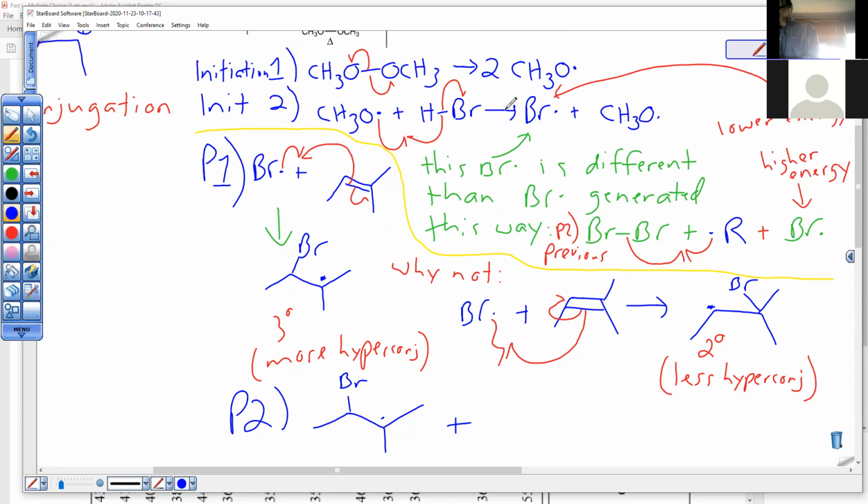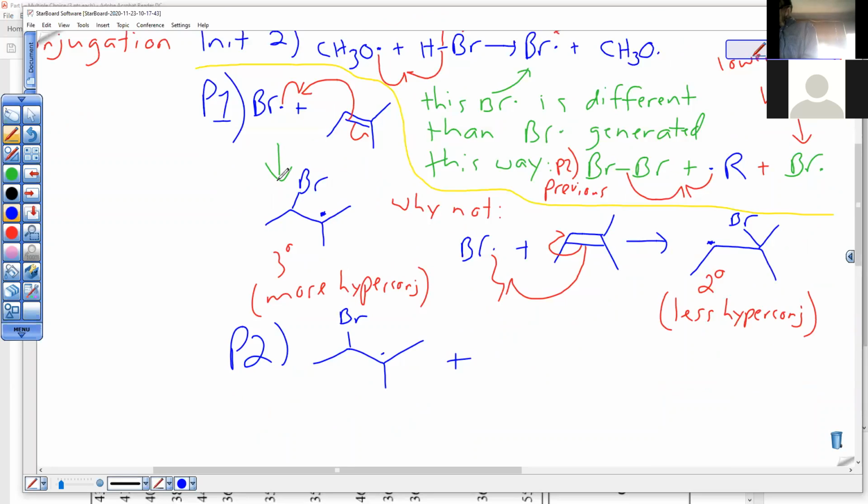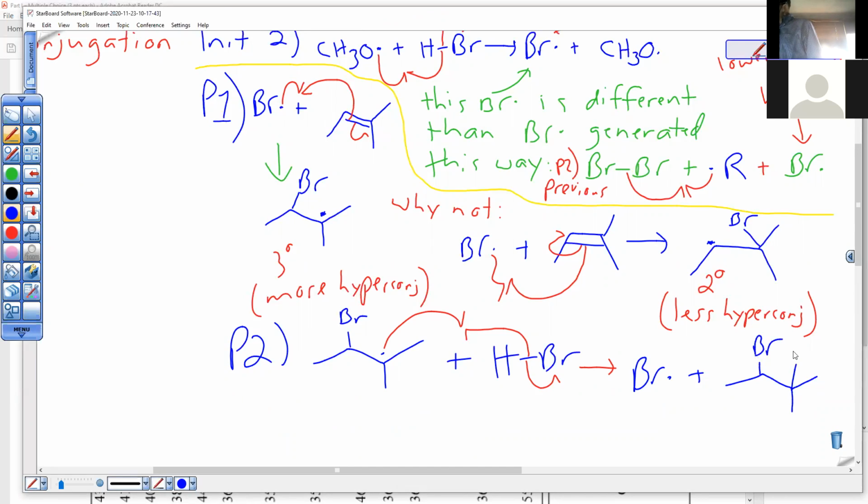Well, this is initiation 2. But after you've used initiation 2's bromine radical, there's no more of that radical. But after you react this thing with HBr, there'll be more bromine radical. You're picking up an H, and you're generating bromine radical that has the right energy, and you're generating your organic molecule that you desire. There's an H here. We don't have to draw it, but there it is.